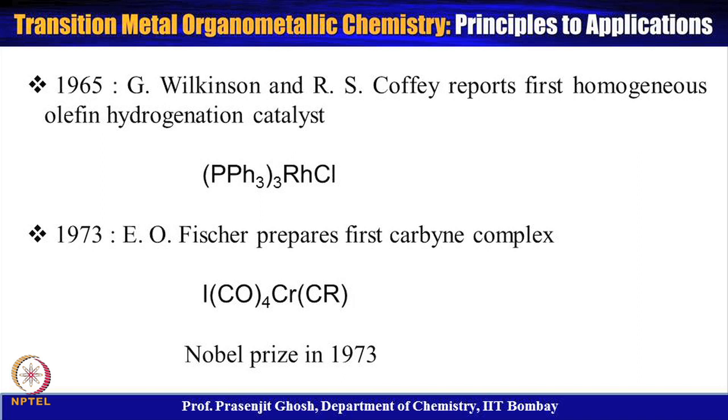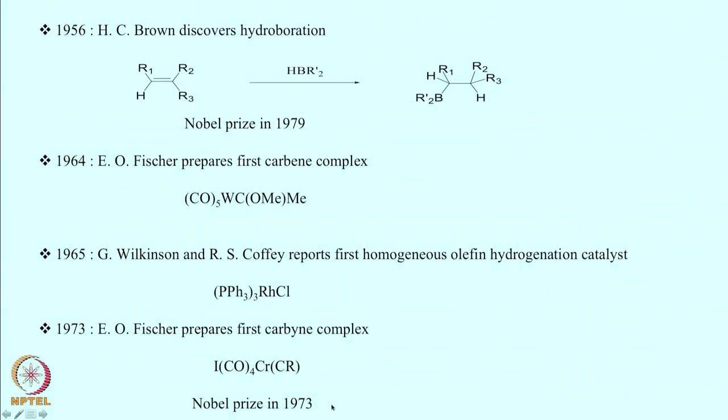In 1973, E. O. Fischer prepared the first carbene complex in the form of a carbyne complex. So, in that way Fischer was instrumental not only in making metal carbon double bond, but also in making metal carbon triple bond, and this led to his receiving Nobel Prize in 1973.